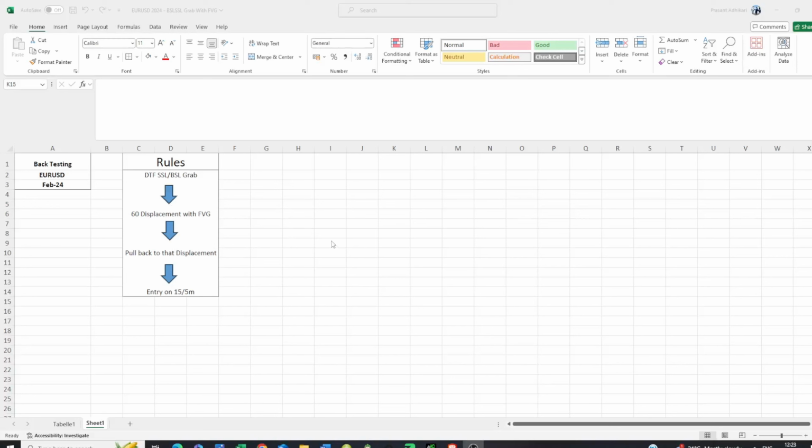So I'm going to backtest Eurodollar for February 2024. These are the following rules. Nice and straight. Daily time frame, a buy side liquidity or sell side liquidity is taken. Displacement on the 60-minute time frame with fair value gaps. Displacement for me is just fair value gaps anyway. And then pull back into that displacement. And then entry on the 15 and the 5 minute.